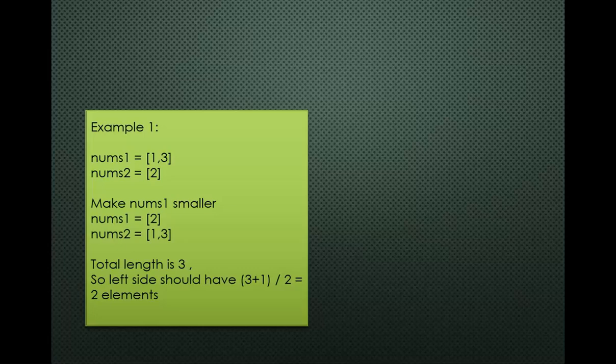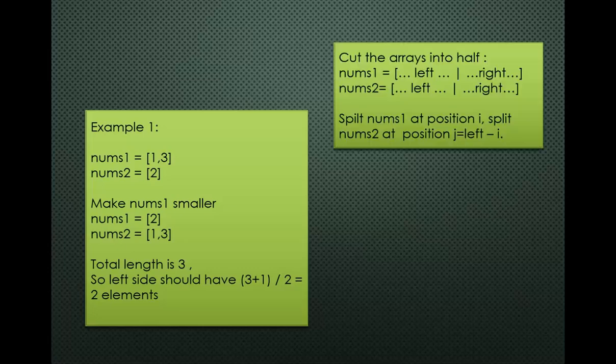Keeping nums1 smaller is an important design choice because binary search runs on nums1. A smaller array means fewer steps, so we get a guaranteed O(log(min(m, n))). That is why I am making nums1 smaller. So nums1 is equal to [2], nums2 becomes [1, 3]. Total length is 3, so the left side should have (3 plus 1) divided by 2, which is equal to 2 elements. Now cut the arrays.